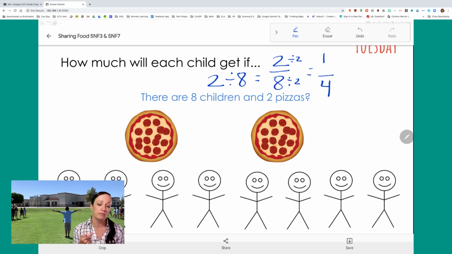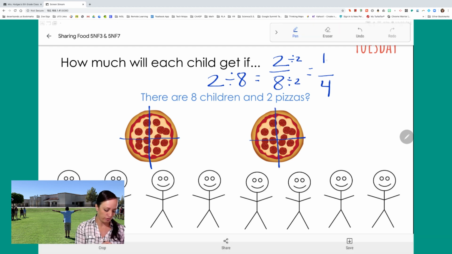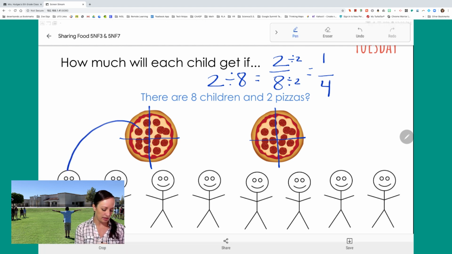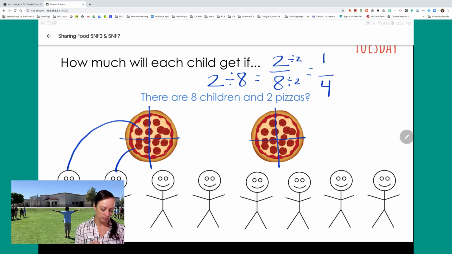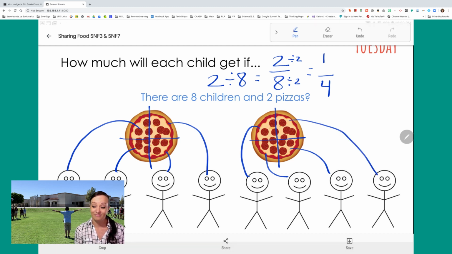I'm going to check that with the area model now. So we went the other way around the last question. We did the area model, then the equation. This time we're doing the equation, then I'm going to prove it with the model. So I know that I need to cut it into fourths. And it says that each person is going to get 1/4. So I'm just going to say that that guy gets that slice. And then it seems to me that everyone does get a fair share. Everyone gets 1/4 of that pizza. Okay?